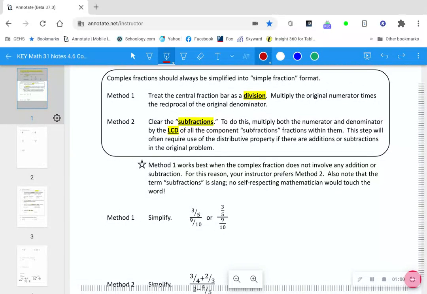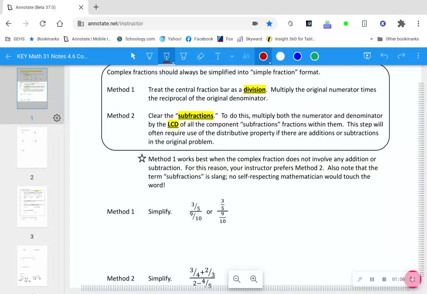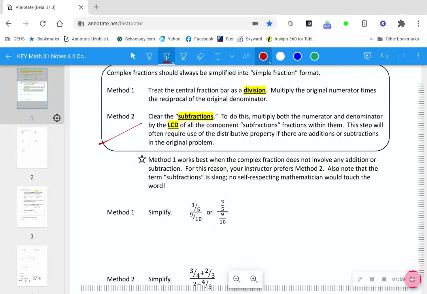Okay, so what we're going to learn here is two different ways of doing this. The first way involves division, and you interpret the fraction bar as a division bar. Then we're going to learn how to clear the subfractions. That'll be the second way to do it. So let's start with method 1.